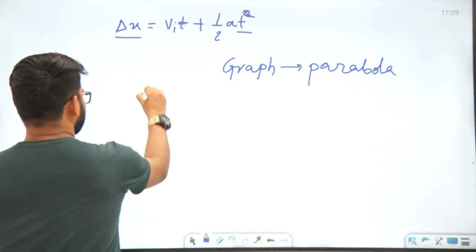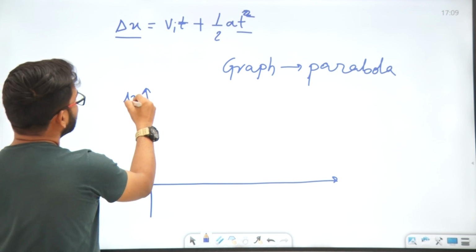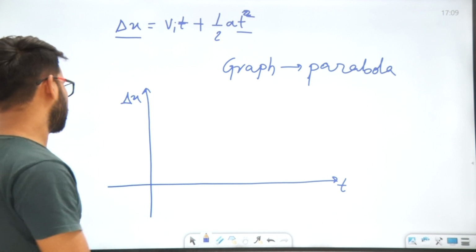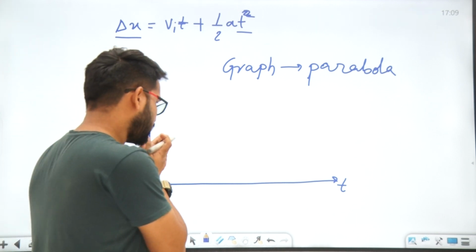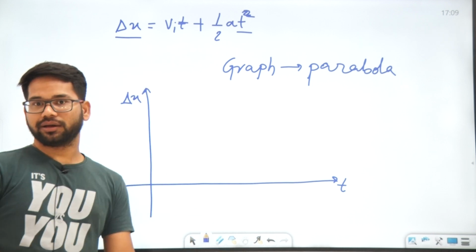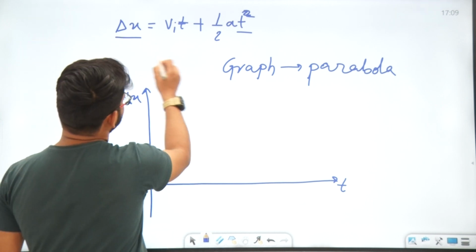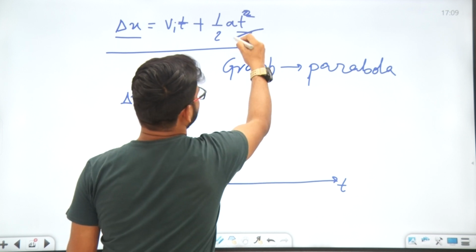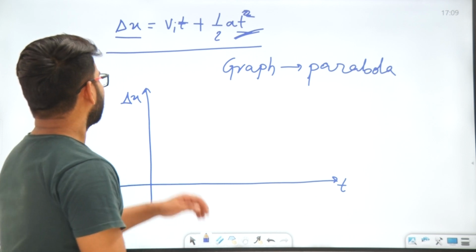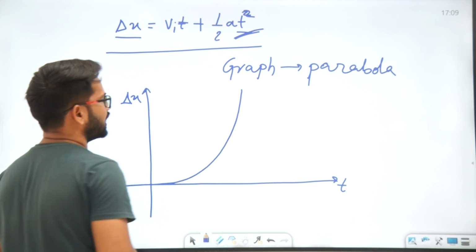So students, if you say on the y-axis delta x and on the x-axis time, we are drawing the variation of displacement with time. So it will be an upward parabola, right? You will see, t square has a positive coefficient, so it will be an upward parabola. At t equals 0 we can say displacement is 0, so the graph will go like this.